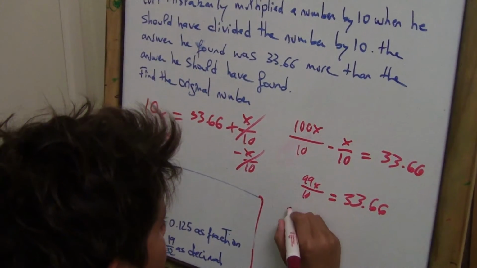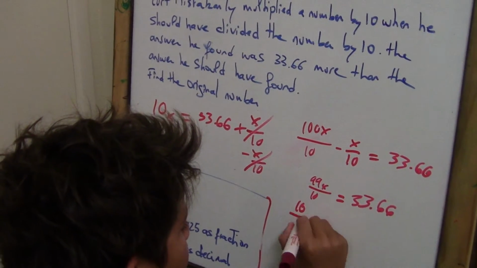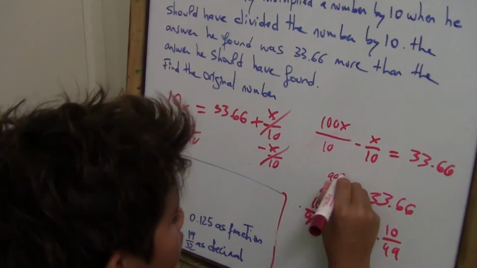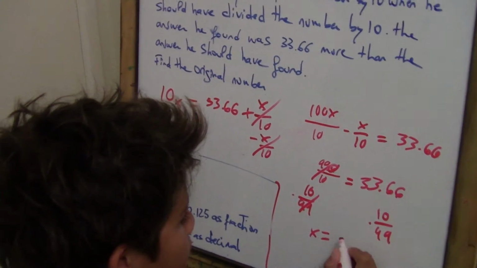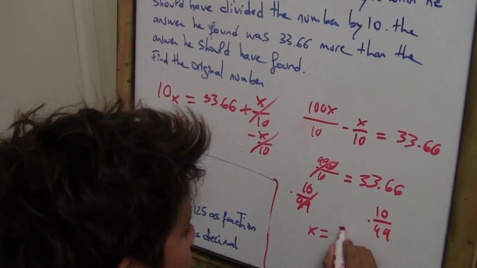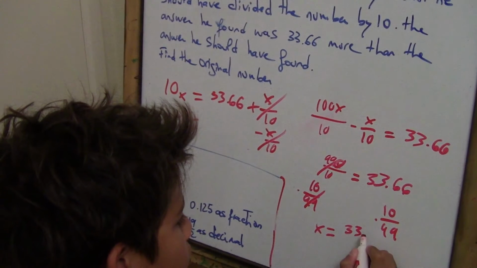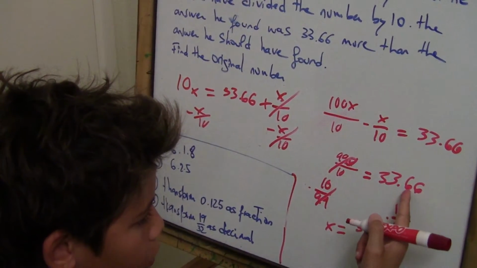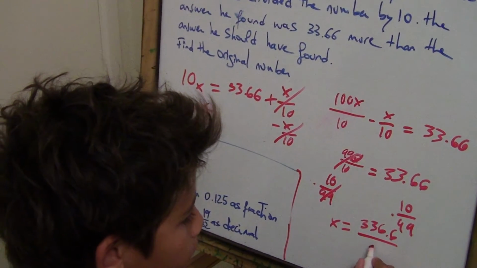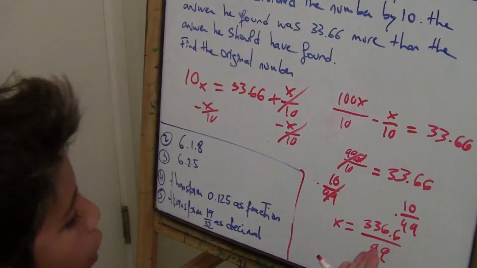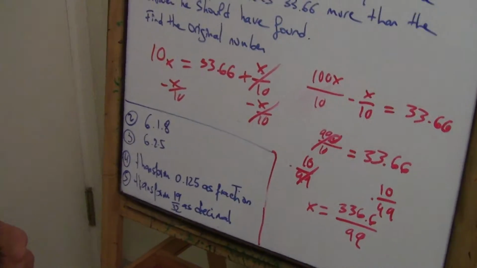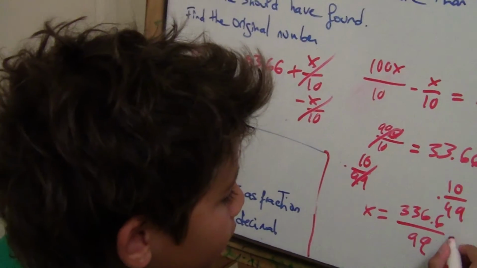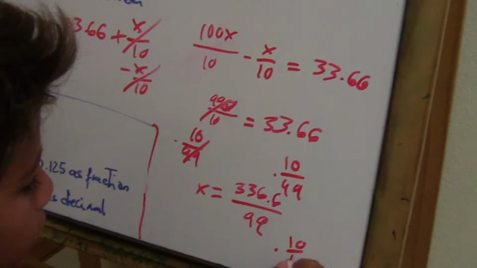Remember, we want to get rid of this. We just want x all by itself. So we'll use its reciprocal to get rid of it. So there we go. x is still there. x is equal to 33.66, and since we're multiplying it by 10, it goes here, over 99. Now remember, we do not want to just keep doing fractions with decimals. That's really hard to do. So we're just going to multiply by 10 over 10 on both sides.